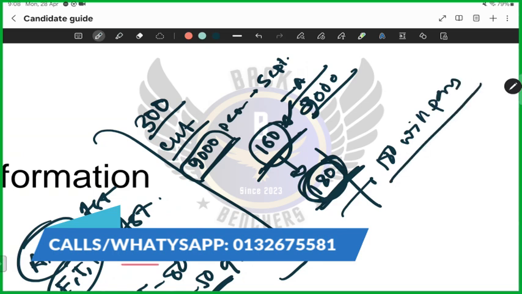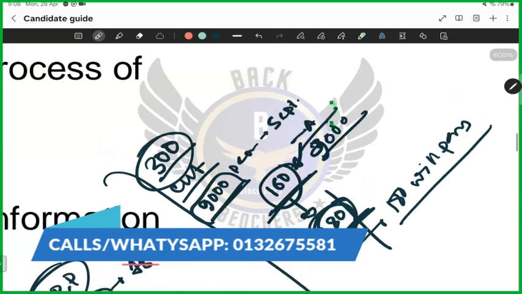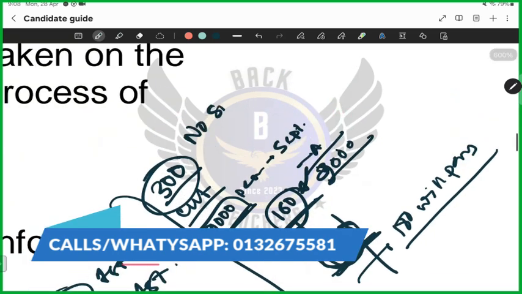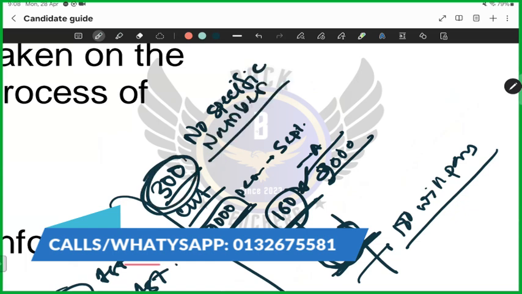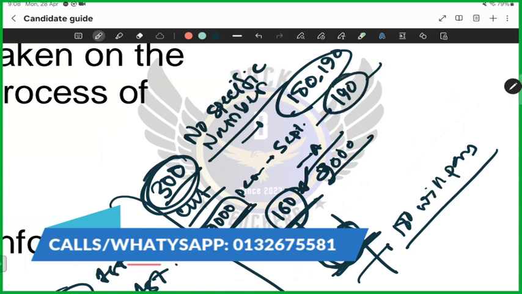That means there is no specific number to pass. It depends on the question. If the question is hard, with 180 to 190 you will pass this exam. If the question is easy, of course, 190 or above, or 200, you will pass this exam.